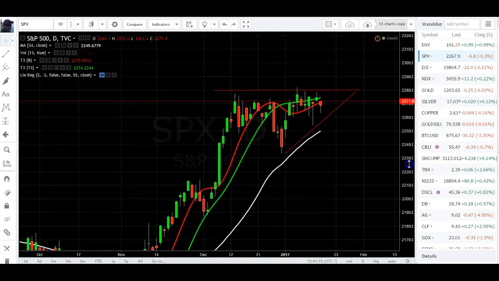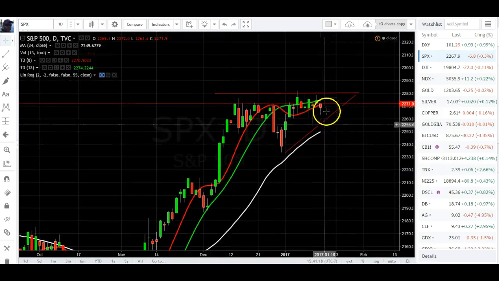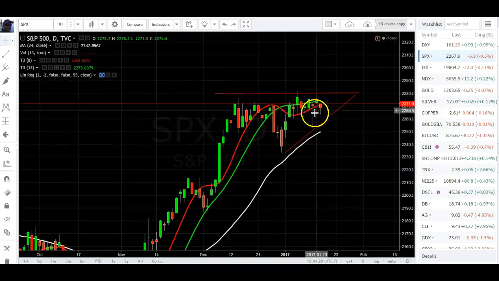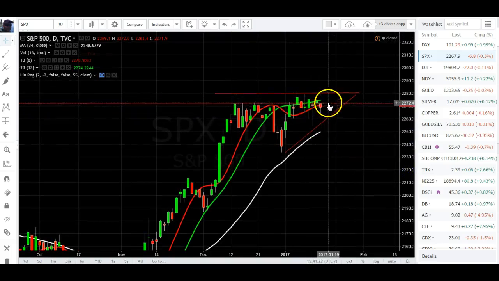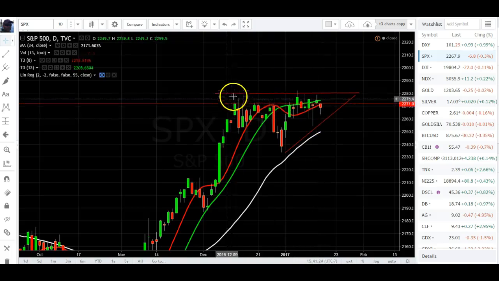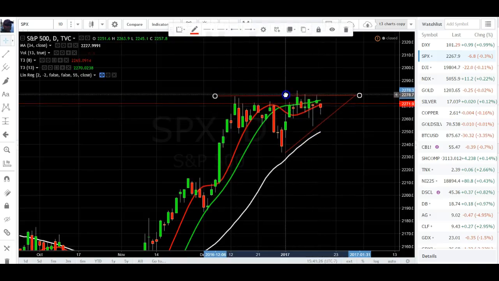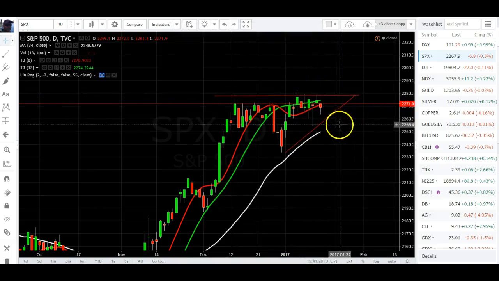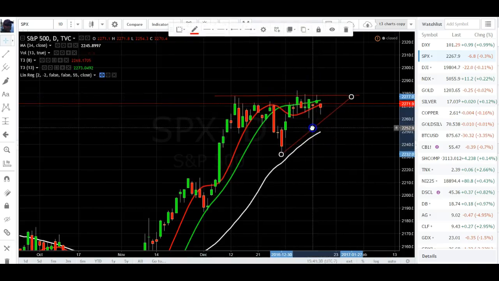S&P, looks like we had another bounce, another reversal bar. So which is going to win? It's the battle. Just trade outside of the pattern.